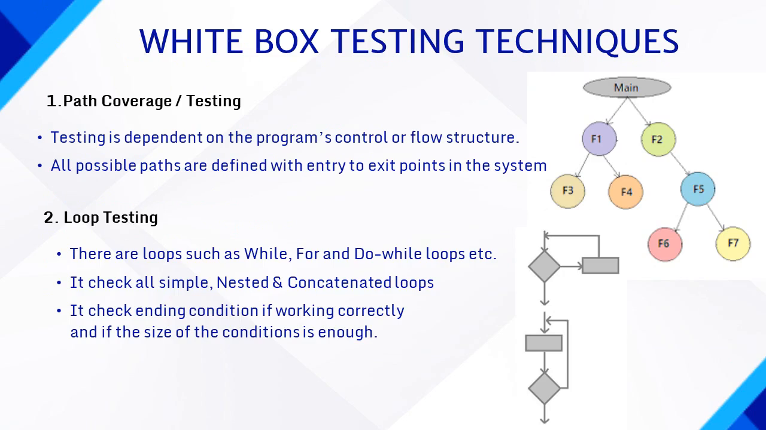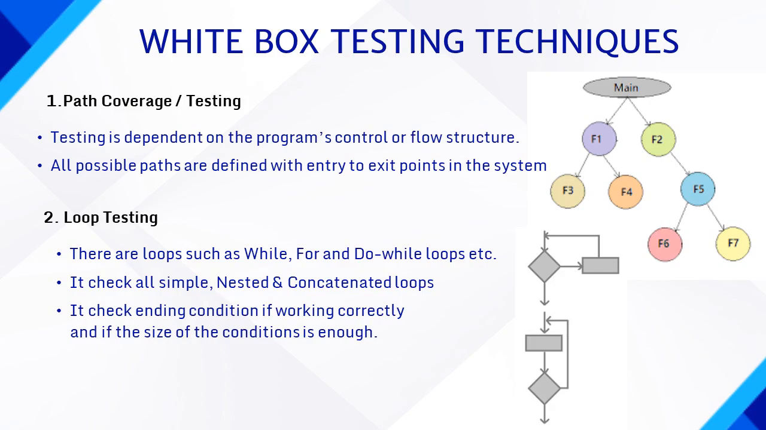The first technique is path coverage testing. In this method, testing is based on the control or flow structures of the program. Testers define all possible paths from the entry to exit points in the system to make sure every path works correctly. This helps in identifying any errors in the flow of the program.